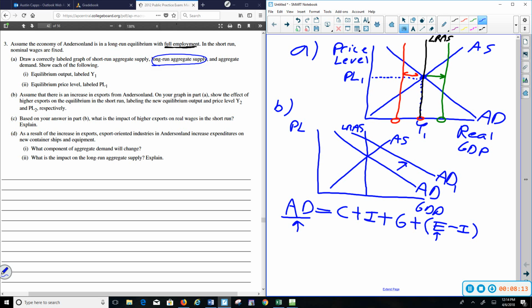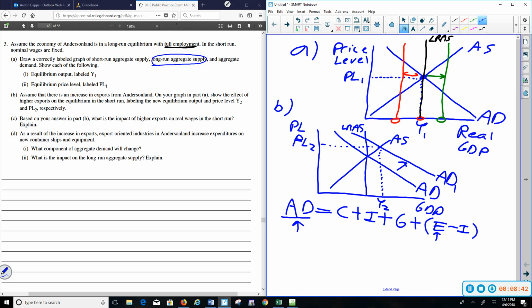When we get a rightward shift in the aggregate demand curve, we will hit a new equilibrium point. It'll be where AD1 crosses the aggregate supply curve, and that's going to happen right here. That's our new equilibrium point, and it wants us to label the output level as Y2, and the price level as PL2. That's our new equilibrium point because of the higher exports.